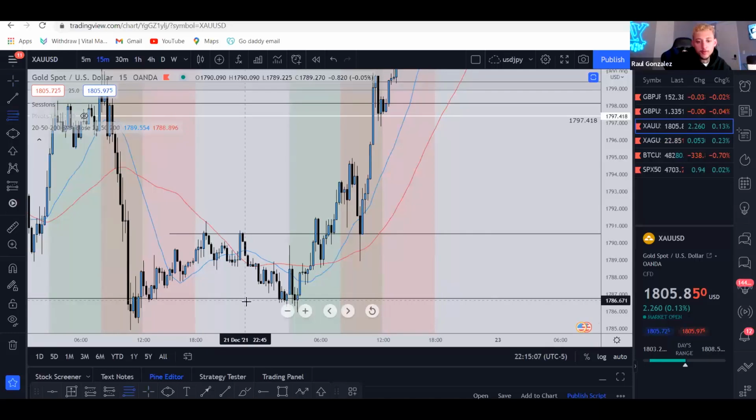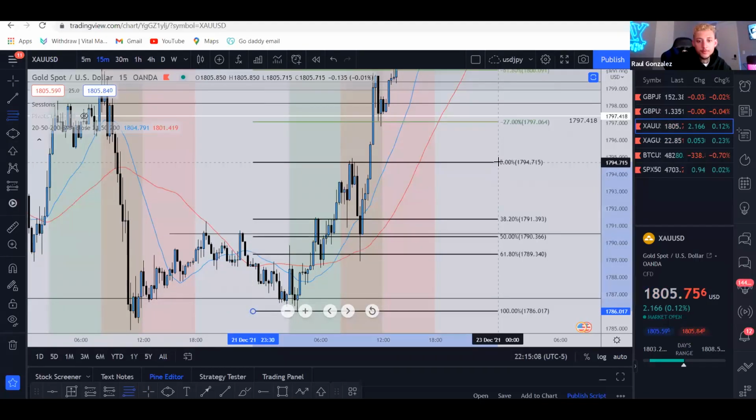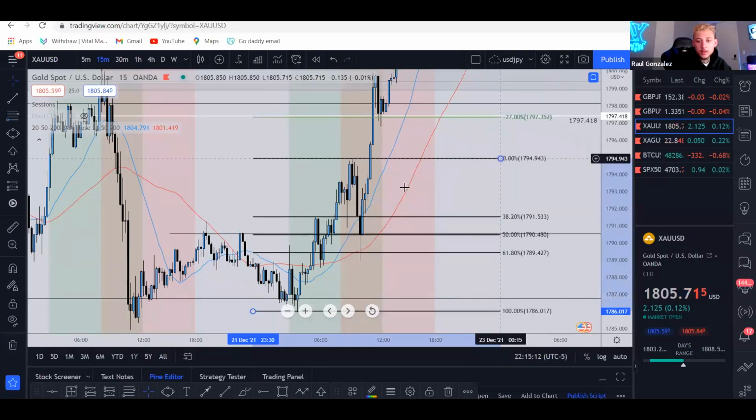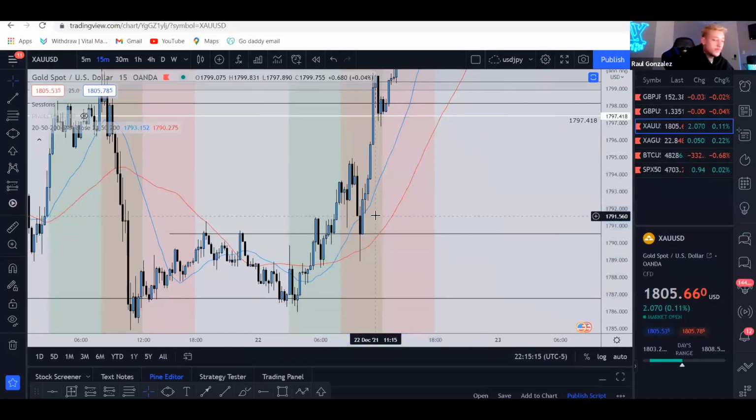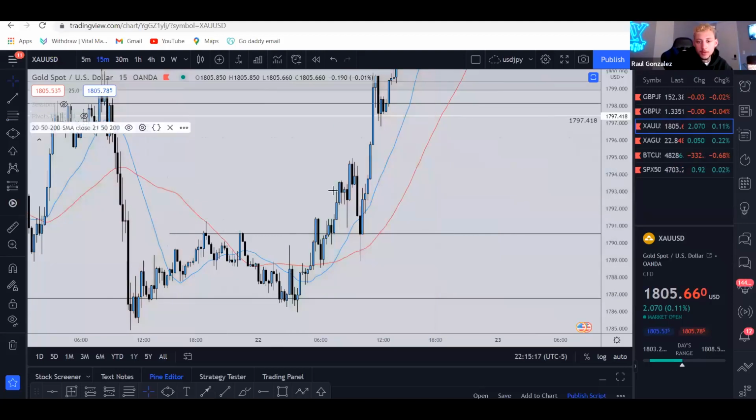I mean, you can even pull a fib from this point to this point, and price pulled back to the 618, closed above the 50. It depends though, because gold is in a very choppy area.